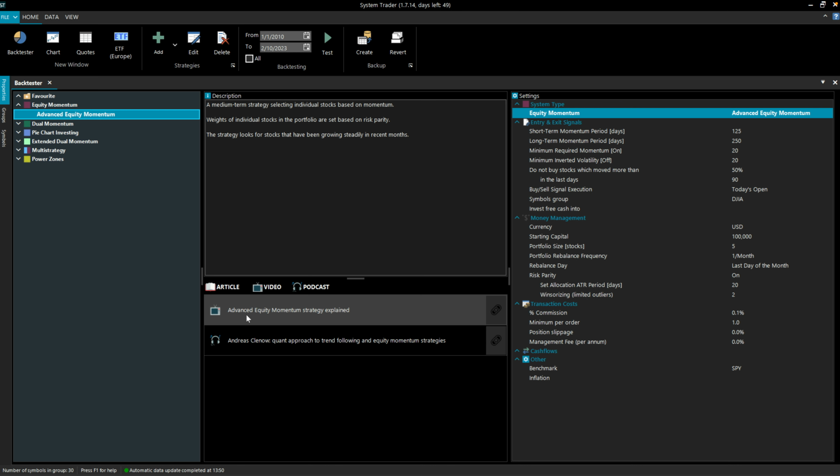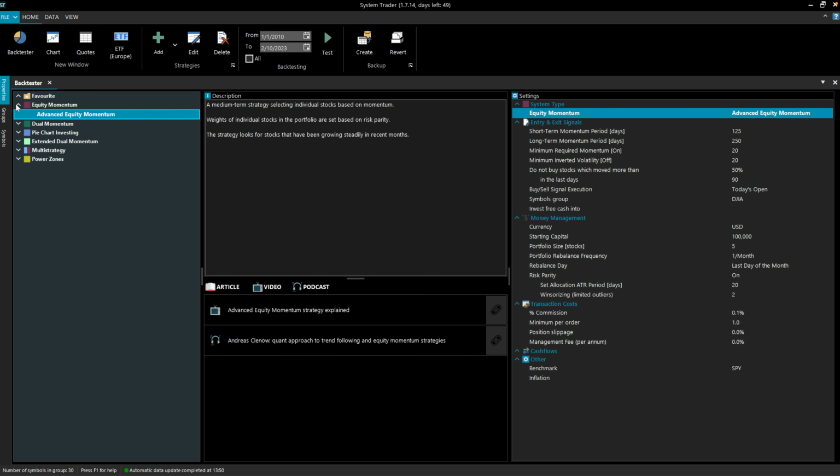It's a medium-term strategy which selects individual stocks based on momentum. I will not go into further details, but there will be a separate lesson dedicated just to that strategy. It's a really very flexible and very advanced strategy, but advanced in a way, because to use it is very simple, especially with the System Trader application.